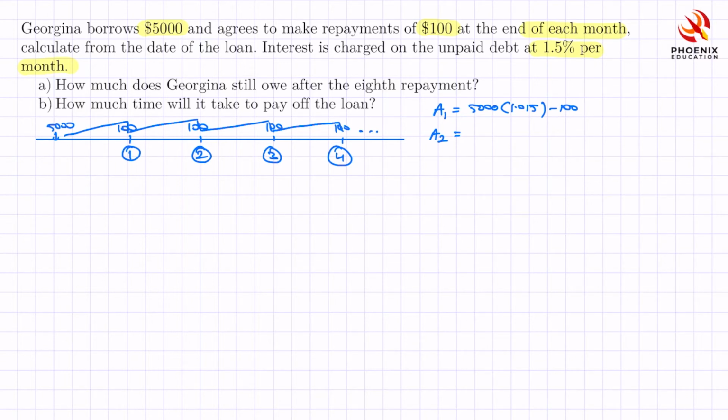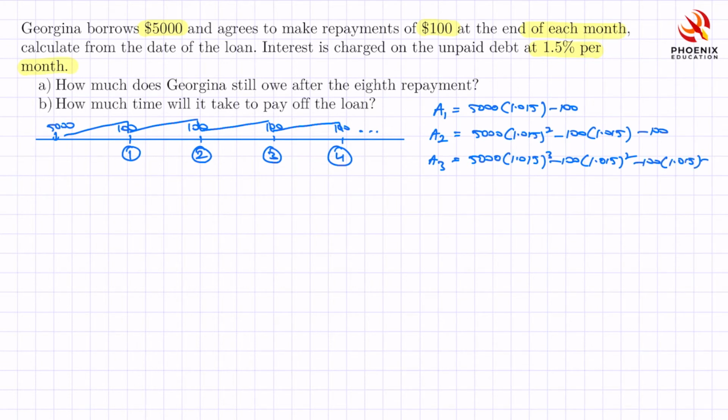So we just multiply this whole thing by 1.015 and we get 5,000 times 1.015 squared minus 100 times 1.015. Then we subtract off the loan repayment and we get the end of month balance as 5,000 times 1.015 squared minus 100 times 1.015 minus 100. We can find the end of third month value by multiplying the end of second month value by 1.015 and subtracting 100, we get 5,000 times 1.015 cubed minus 100 times 1.015 squared minus 100 times 1.015 minus 100.